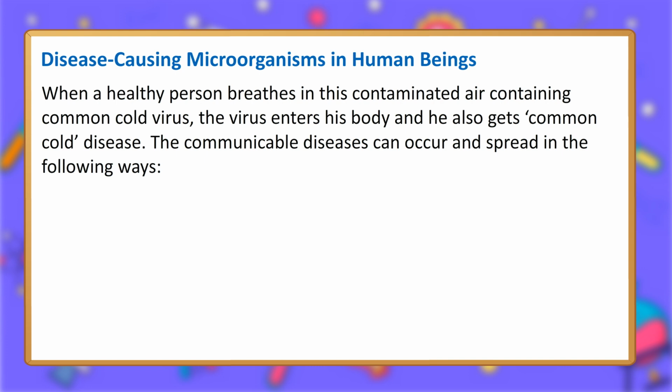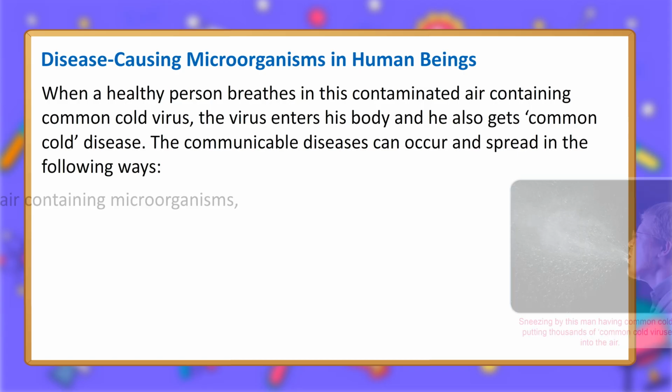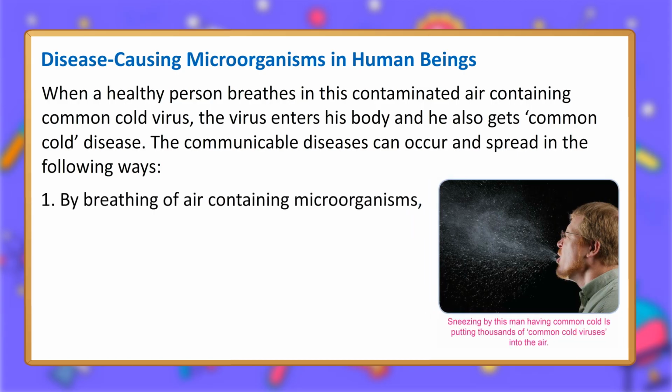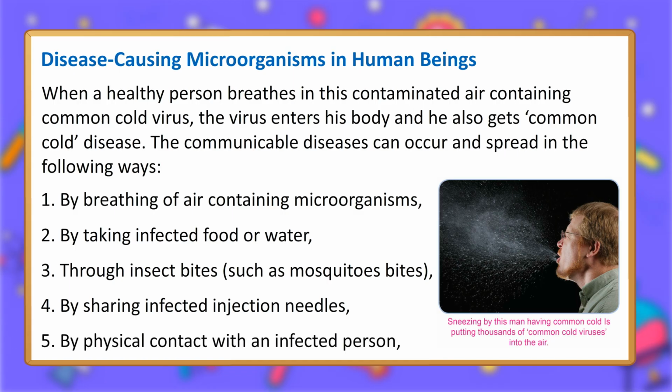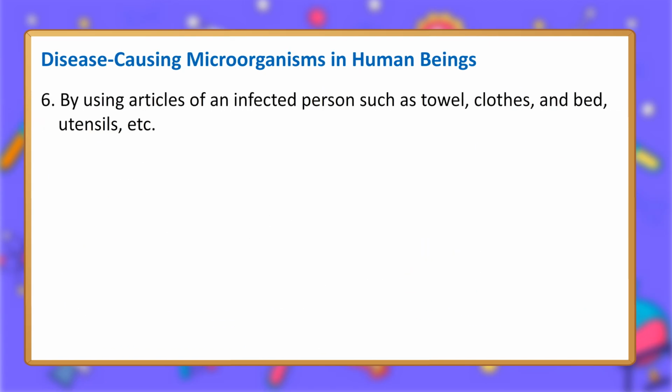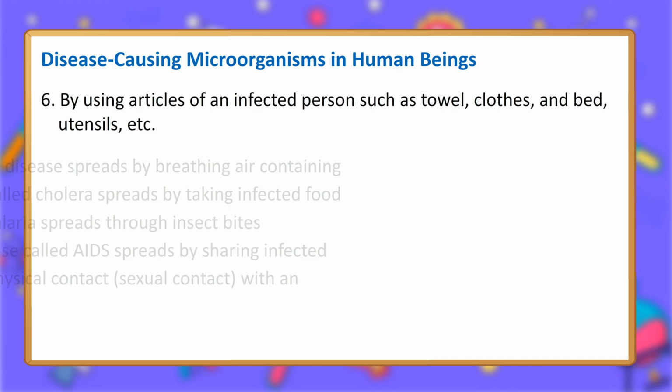The communicable diseases can occur and spread in the following ways. 1. By breathing of air containing microorganisms. 2. By taking infected food or water. 3. Through insect bites, such as mosquitoes' bites. 4. By sharing infected injection needles. 5. By physical contact with an infected person. 6. By using articles of an infected person such as towel, clothes, bed, utensils, etc.